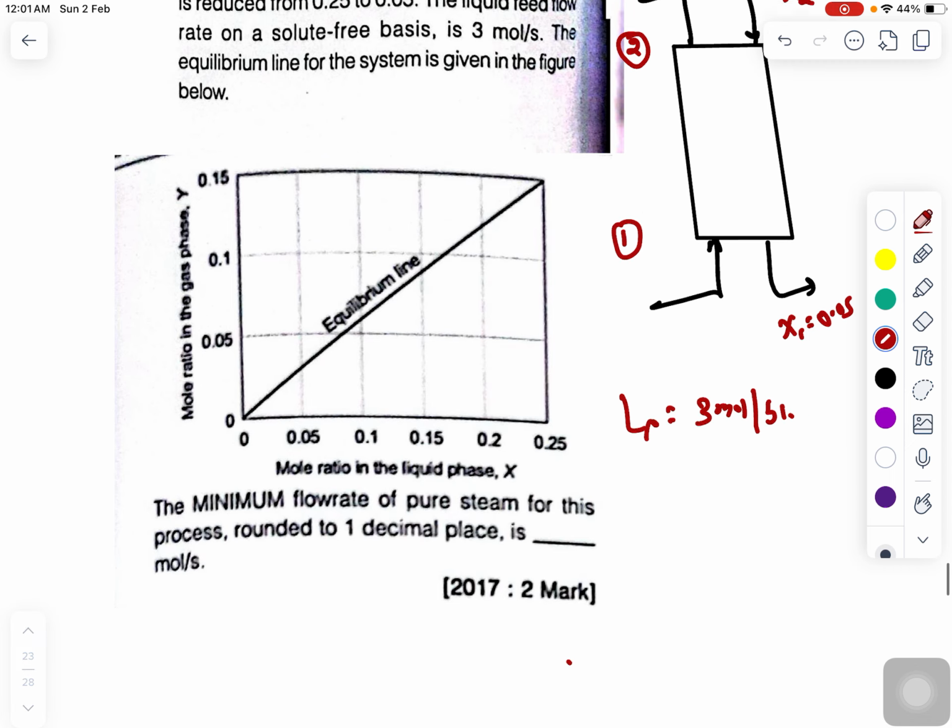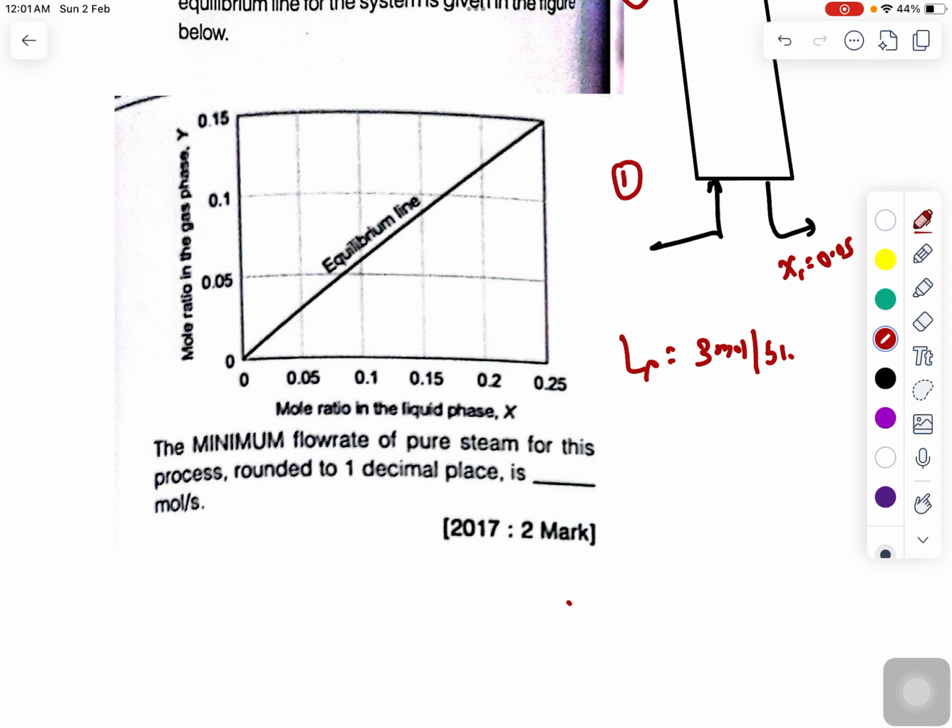The equilibrium curve is given, that is this one. The minimum flow rate of pure stream for this process, so you are supposed to calculate the minimum flow rate of pure stream for this process. Gs minimum you are supposed to calculate.